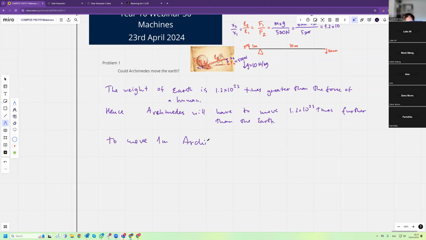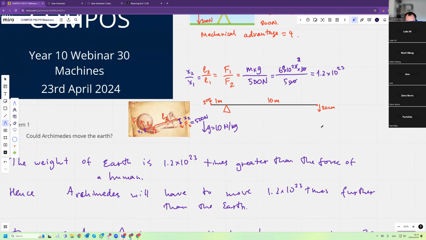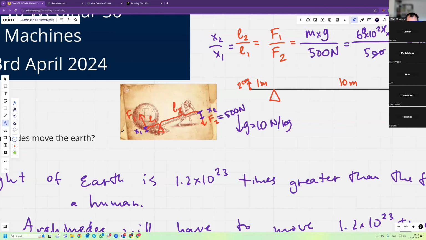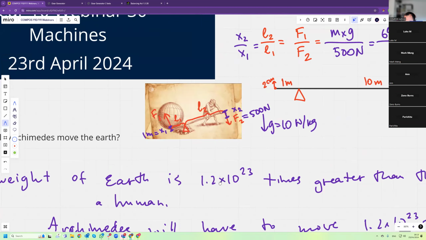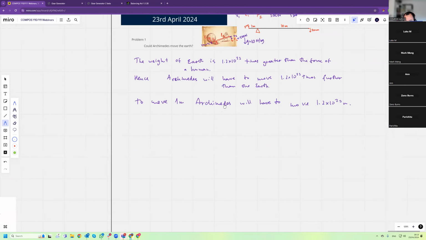Archimedes will have to move 1.2 times 10 to the 23 meters. Okay, so that's getting interesting. So in order to move the Earth by only 1 meter, you would need to move 1.2 times 10 to the 23 meters. And that seems like a lot.